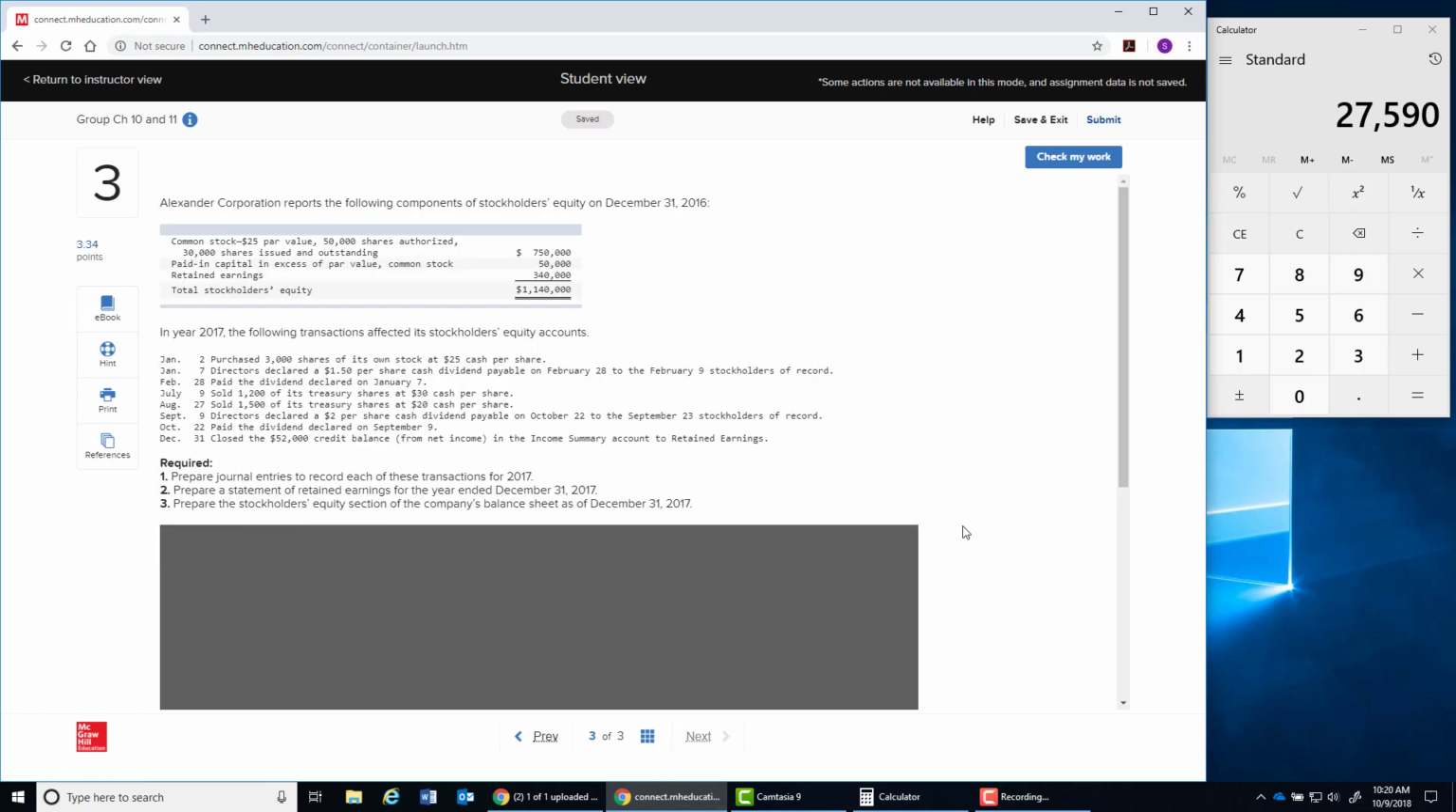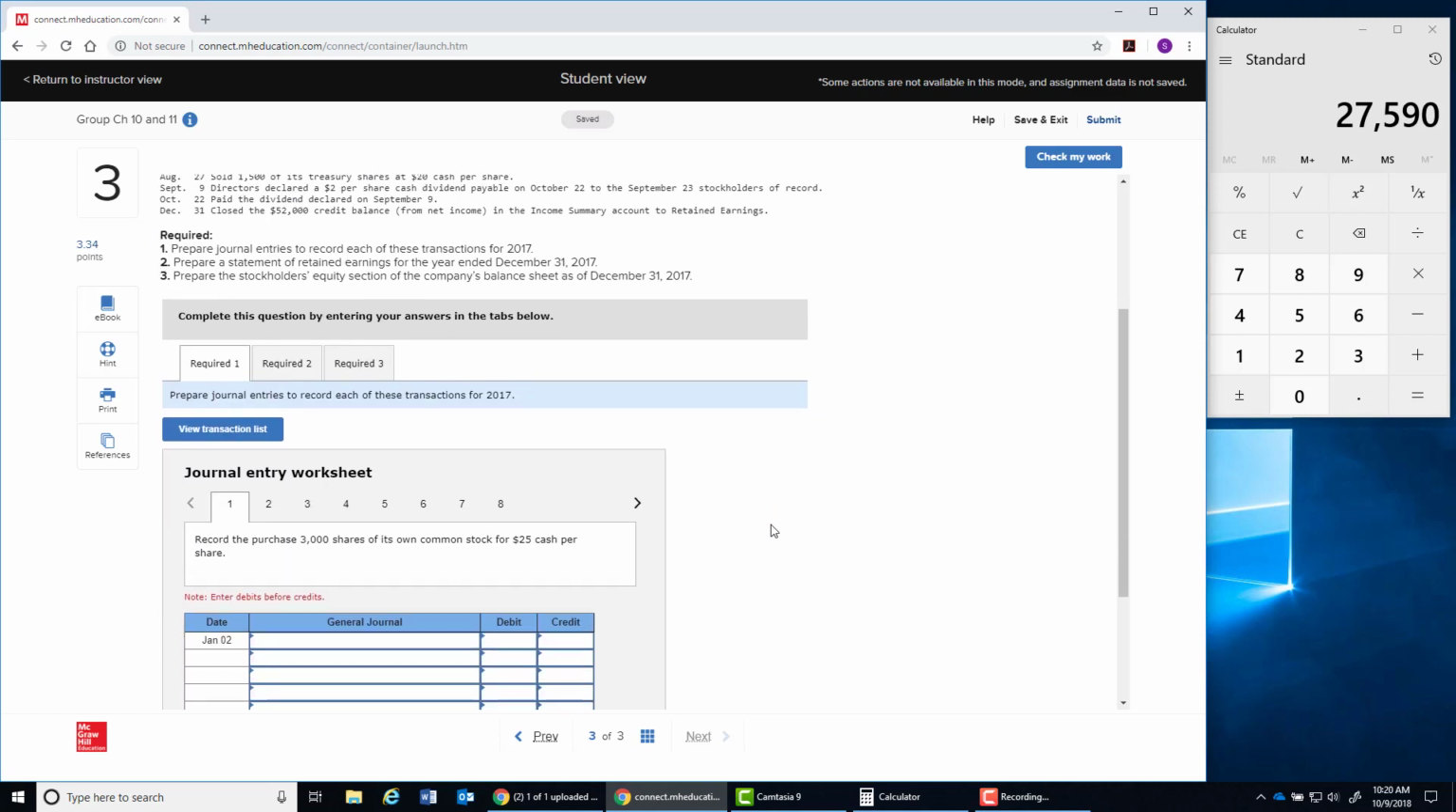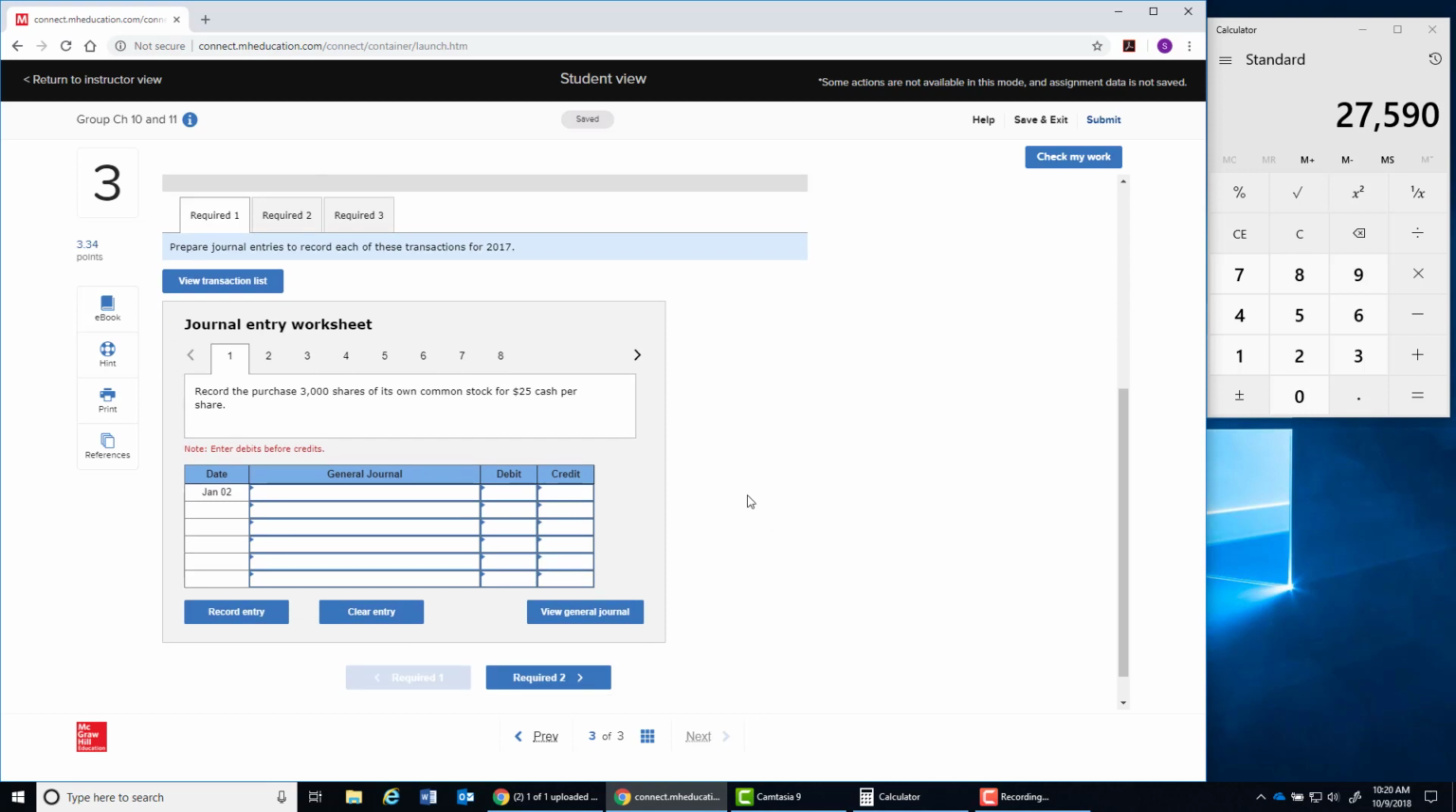All right, let's go on over to number 3, see what we've got here. So we're looking at some common stock. So now we've moved over to the next chapter. We're talking about the equity stuff, and we're dealing with Alexander Corporation reporting some components of stockholders' equity. We can see there's common stock, there's some paid-in capital, there's some retained earnings, and then we had a bunch of transactions, and guess what they want us to do? A ton of journal entries.